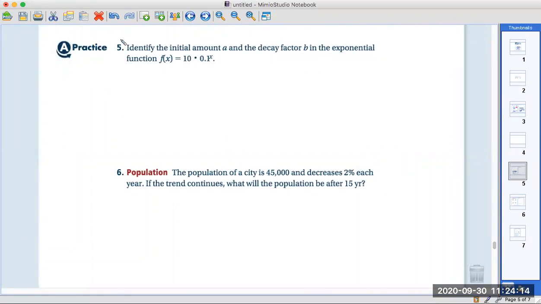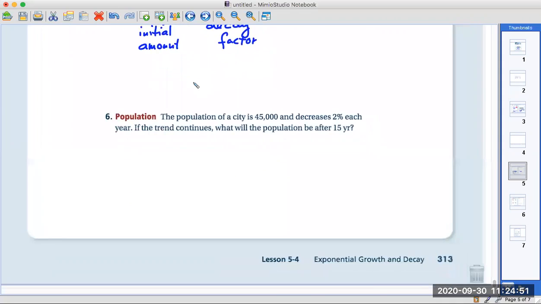Identify the initial amount and the decay factor in this function. This is your initial amount, 10, what you started with, and this is your decay factor. By the way, that decay factor tells me that the decay is 90%, because 1 minus 0.9 gives you 0.1. Okay, so that's easy. I gave you some of these for the homework, so make sure you look at all that.